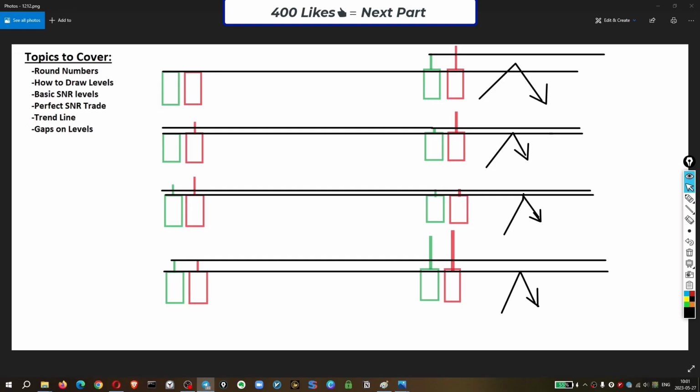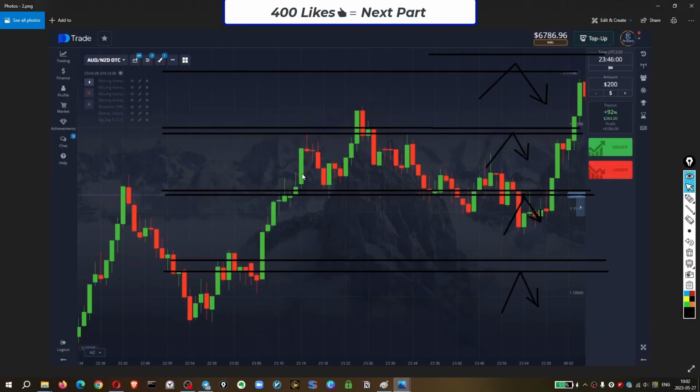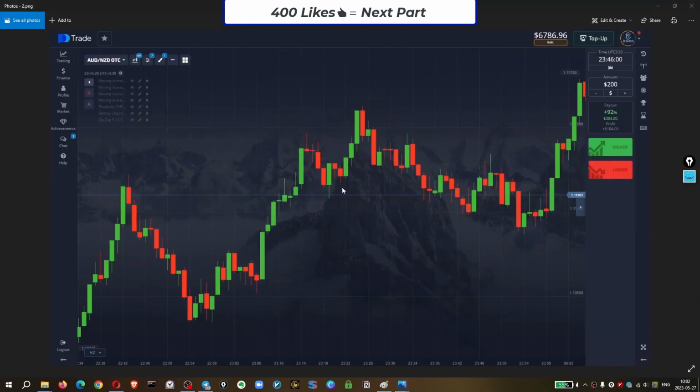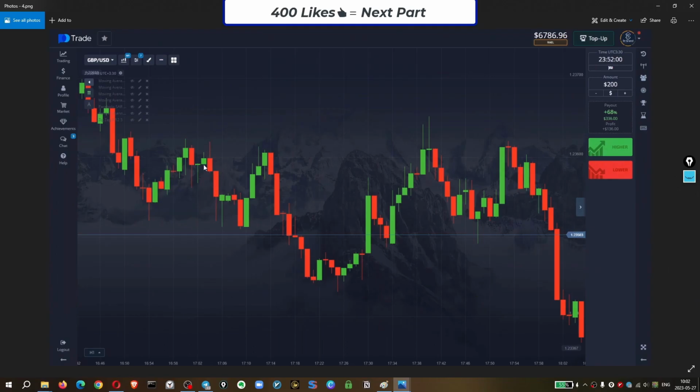Let's go to the next part. What about showing these on the chart? Okay, let's go to the chart and give you one example. Look at this. In the chart, you're not going to find those SNR levels perfect. It's not perfect. When we teach the trend line, we're going to be fine. But for now, trading just with the SNR, you're not going to find the perfect levels, but you can still take your trades.